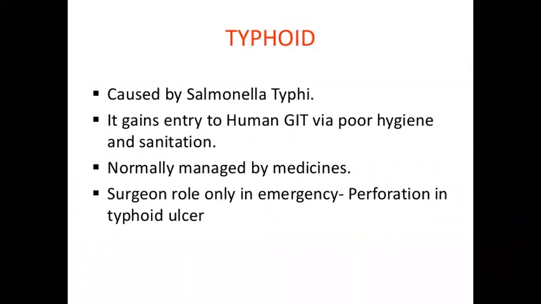Typhoid has a very big role in surgery because we get a lot of diseases, such as gut perforations, in typhoid. So the first thing is, what is the causative organism? The causative organism of typhoid is Salmonella typhi. How does it gain entry? It gains entry into the human GIT via poor hygiene and sanitation. It's normally managed by medicine. The surgeon's only role is emergency perforation in typhoid ulcer.